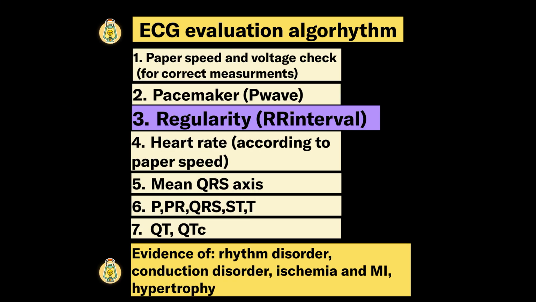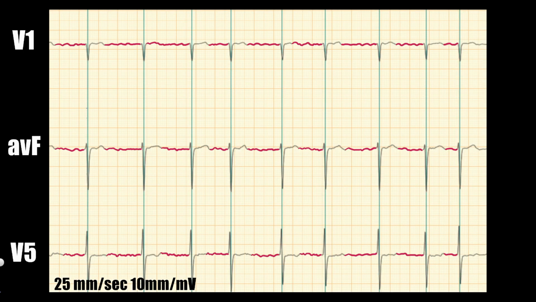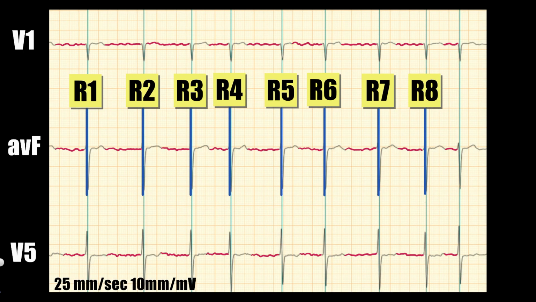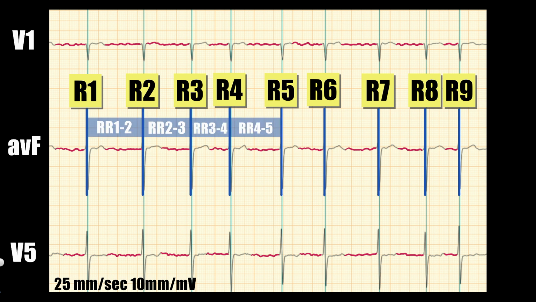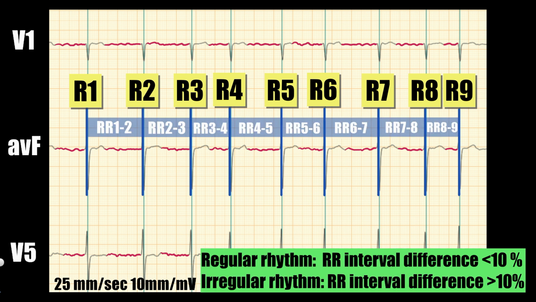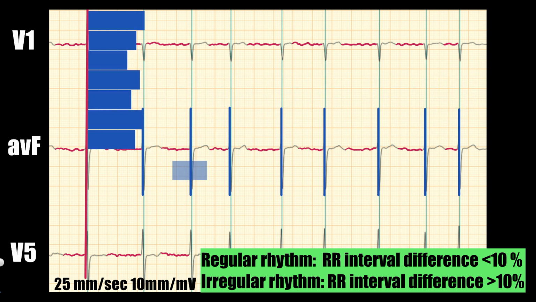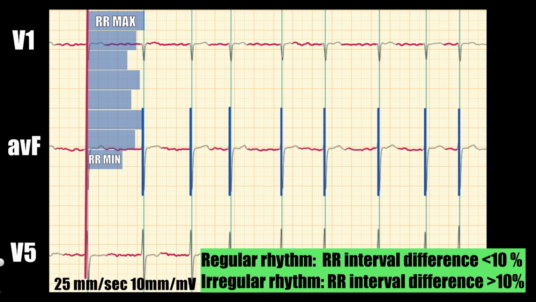The next step is regularity check. For this you need to compare RR intervals to each other. Define the RR intervals as the distances between the peaks of the R wave. Regular rhythm means that RR intervals are equal to each other or the difference between them is less than 10%. Look at our example, even by eye, RR intervals are different. But for more confident measurements, let's do some math.